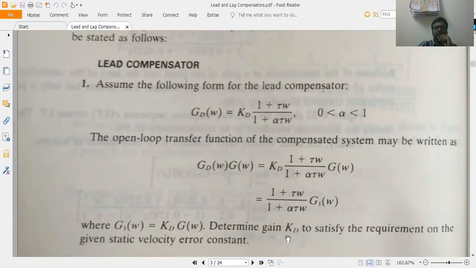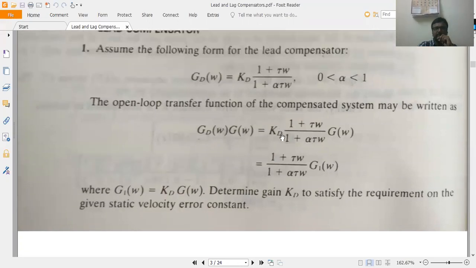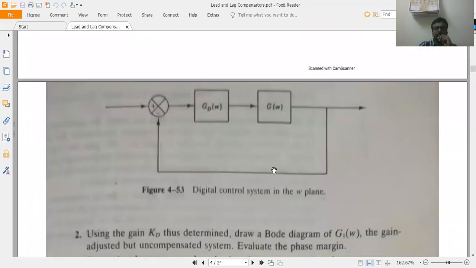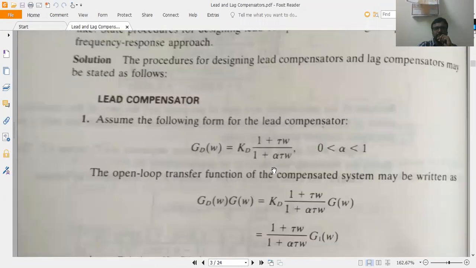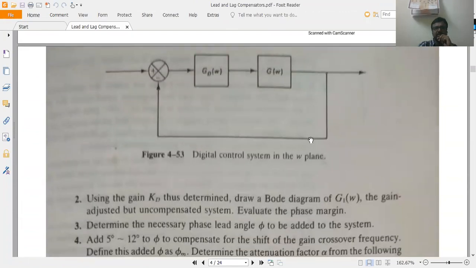Therefore, this particular KD value is nothing but the velocity error constant. So this is the transfer function we have to apply for the lead compensators. And coming to the second step, we are going to derive the transfer function for this kind of system. This is the digital control system in WPA, GD of W into G of W.